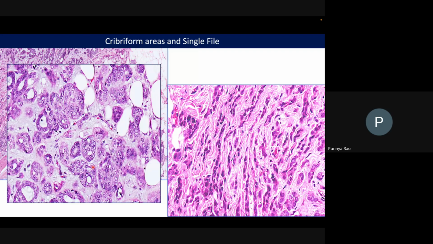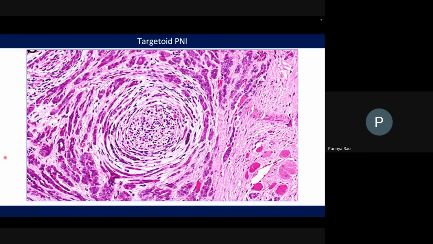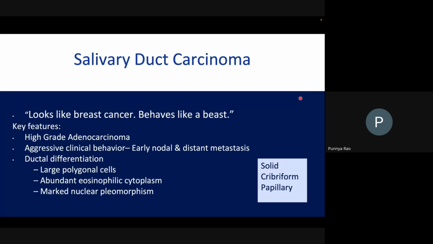Okay, so this is very characteristically different from that of adenoid cystic carcinoma, where you had hyperchromatic angulated nuclei. You have targetoid PNI in the sense that the cells which are invading are arranged in the form of a concentric circle around the nerve tissue. Okay, so that's polymorphous low-grade adenocarcinoma, and then you have salivary duct carcinomas.